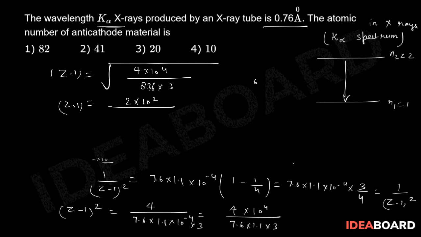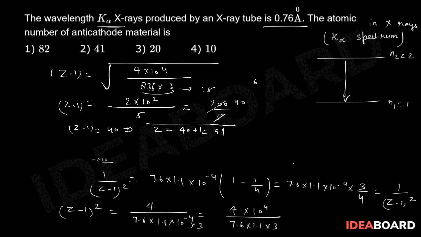This will give us approximately 25. If this is 25, I can take a square root, which will be 5. So this is 200 divided by 5, which gives us 40. That means Z minus 1 is 40. Finally, we need Z. So 40 plus 1, which is 41. So 41 should be our choice. Okay, so option number 2 should be the right choice for us.